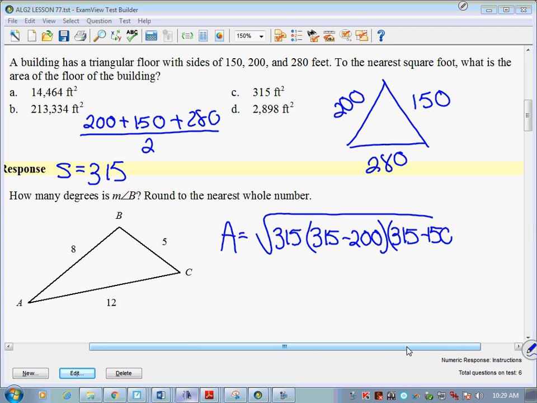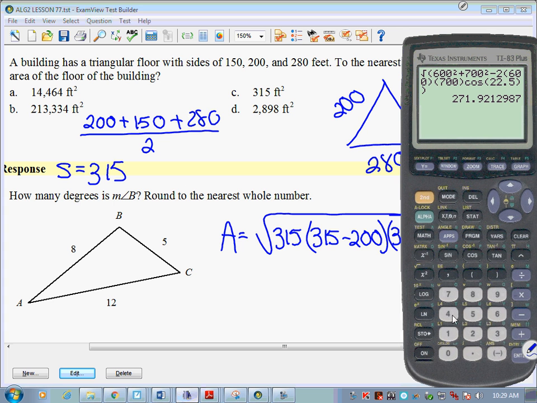150, I heard. And 315 minus 280. Okay, so all of that. All right, so we can come back to our calculator. Let it do some of the work for us. We got the square root of 315 times 315 minus 200.